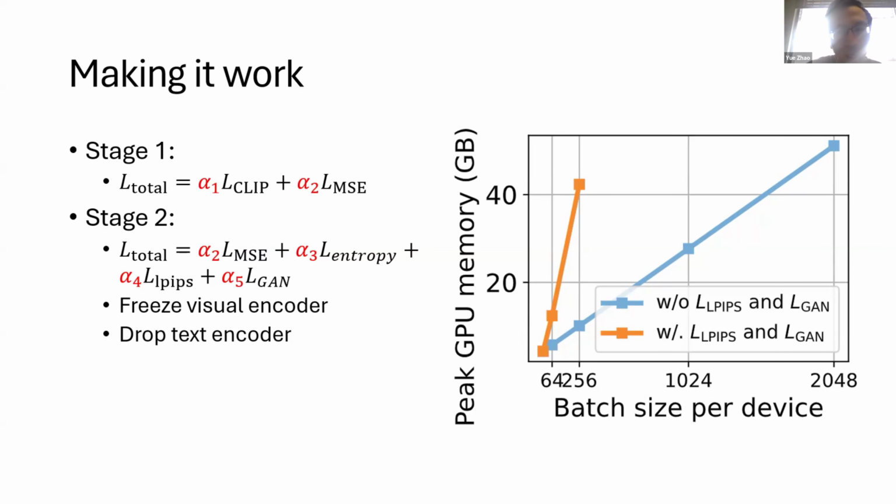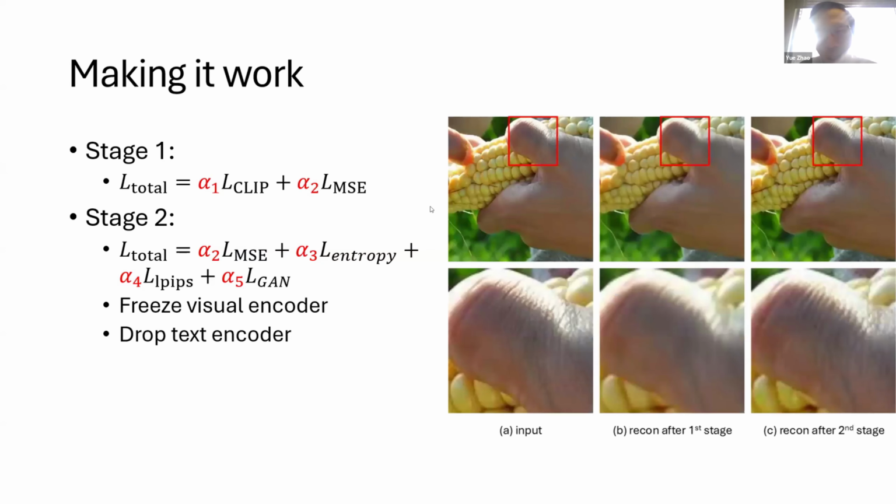And in this case, because the batch size that is available for each iteration is going to be reduced because of the introduction of the perceptual term and the GAN term, we simply freeze the visual encoder and drop the text encoder so that the QLIP term is gone in the second stage. And we can actually show that during the second stage of this reconstruction, we can bring back a lot of the details of the images.